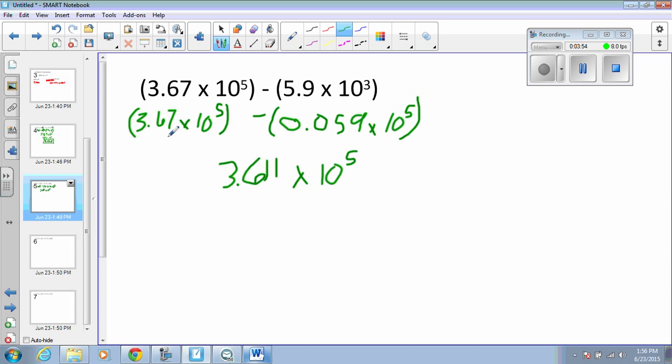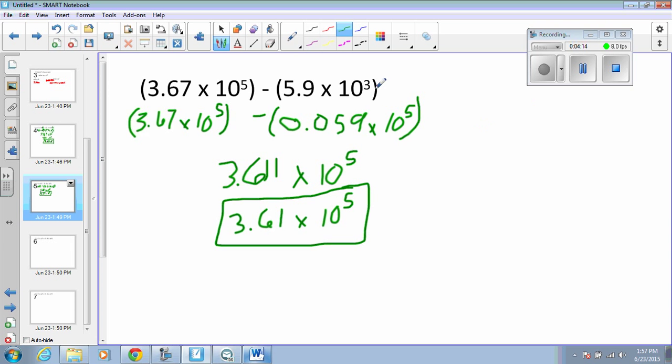And we were precise to this place value. Therefore, we need to maintain that when we add or subtract. So this is really 3.61 times 10 to the fifth. Again, for addition and subtraction, we need to make sure the 10 is to the same power, and that just comes down. We add or subtract our front numbers.